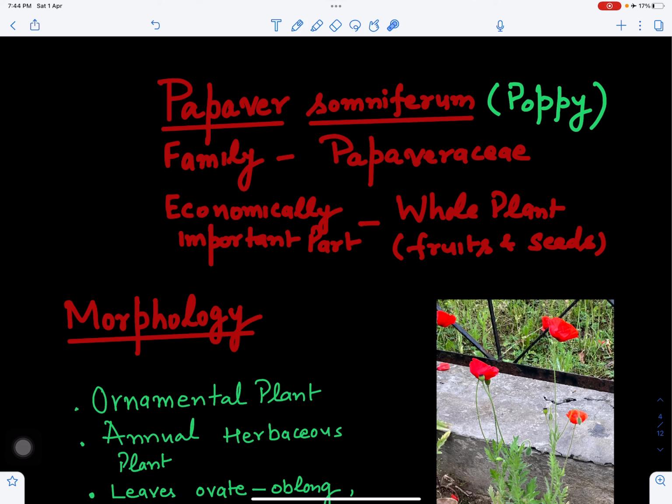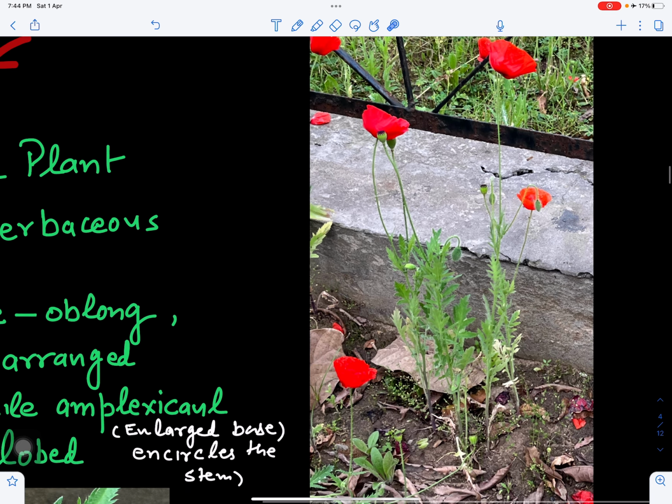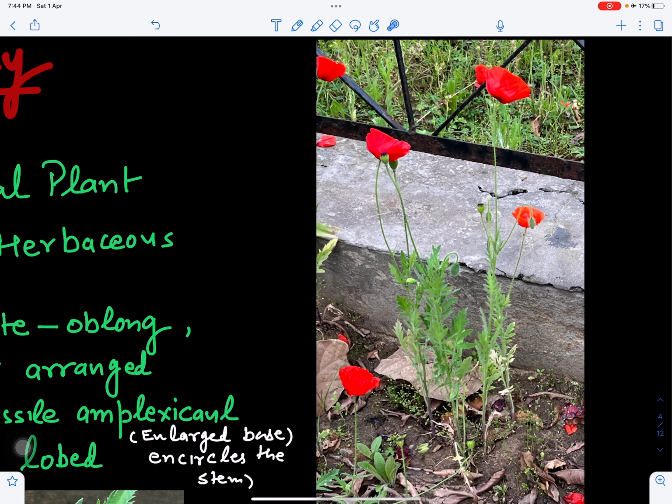We'll discuss the plant Papaver somniferum, commonly called poppy. This belongs to the family Papaveraceae. Its whole plant is economically important, especially the fruits and seeds. If we see the poppy plant's external characters, we can see this part is its shoot system, and it's attached to the soil by means of the root system.